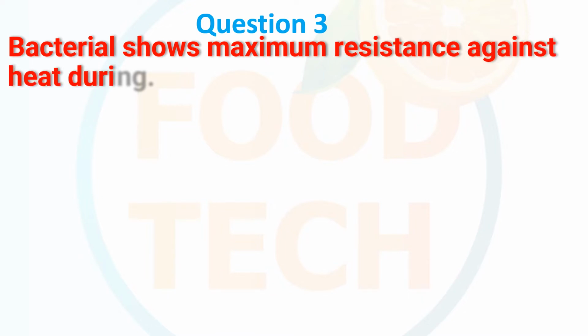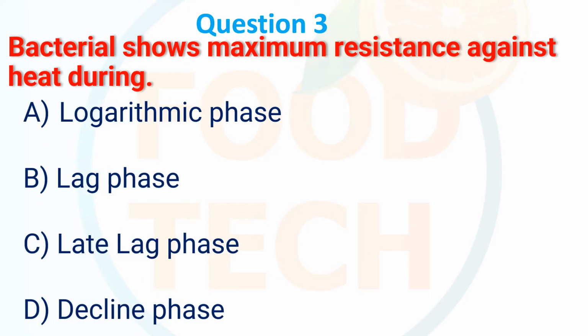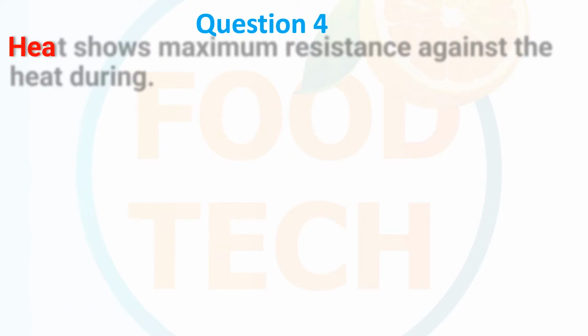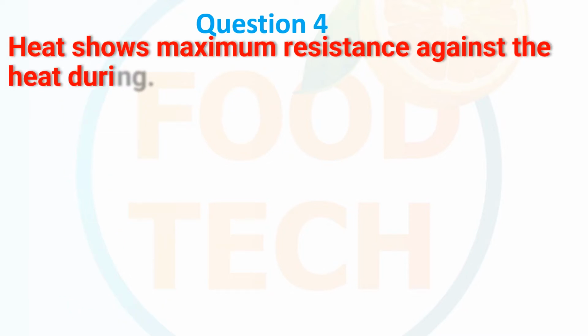Bacteria show maximum resistance against heat during A. Logarithmic phase. B. Lag phase. C. Late lag phase. D. Decline phase. The answer is C. Late lag phase.